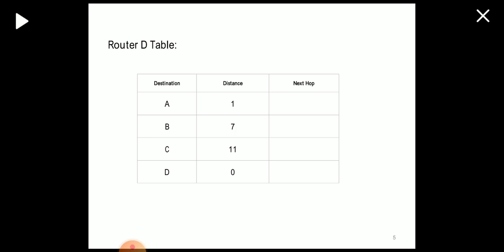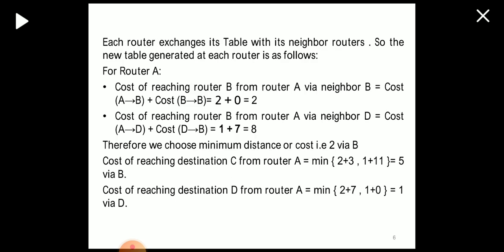Now I am going to step 2. In step 2, each router exchanges its table with its neighbors. So the new table generated at each router is as follows. Now for router A, two or three paths are considered. Now we will consider the minimum path.